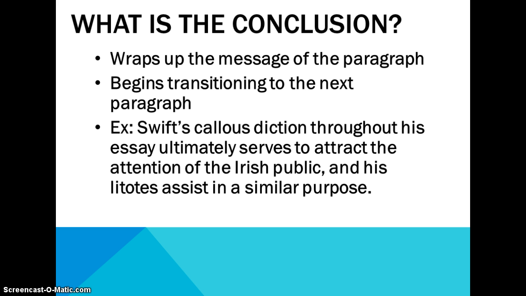So, again, notice a couple things. The first part of this sentence is referring back to the diction and talks about the ultimate purpose of that diction. So it's wrapping up that message. The second part of the sentence is alluding to another literary device that Swift is using, which is going to be the next body paragraph. The writer is going to discuss litotes. All right, so at this time you can answer number 6 on your worksheet.